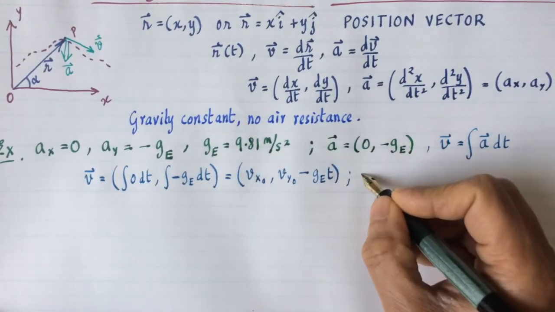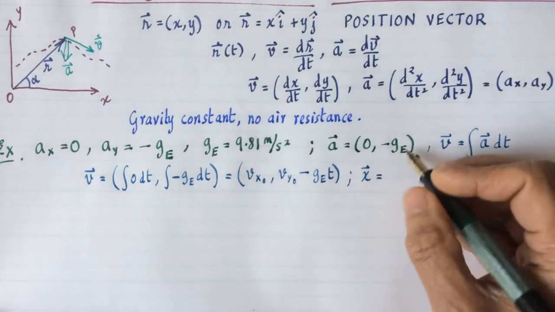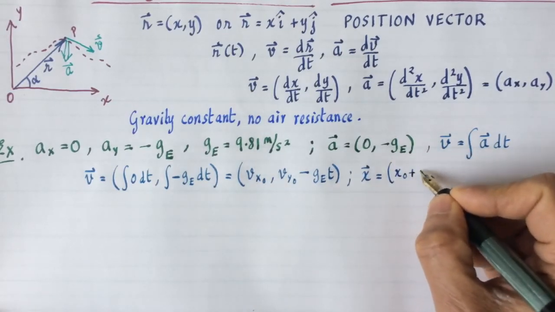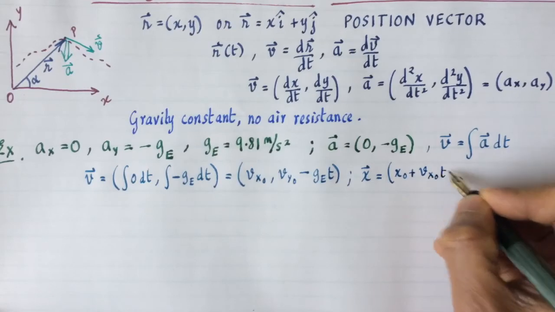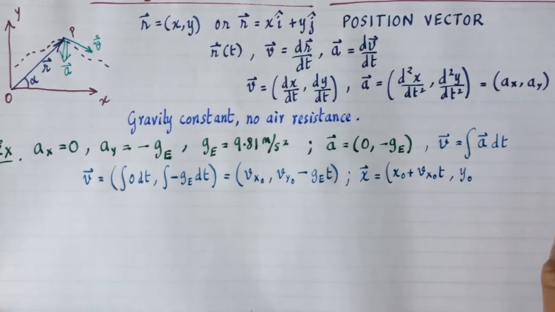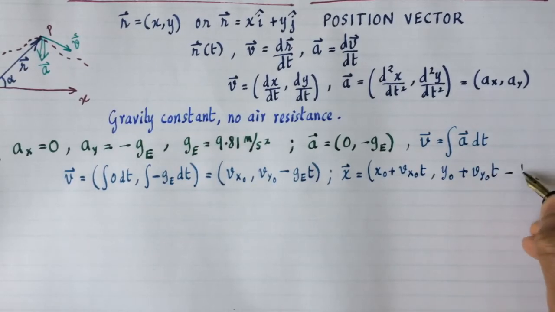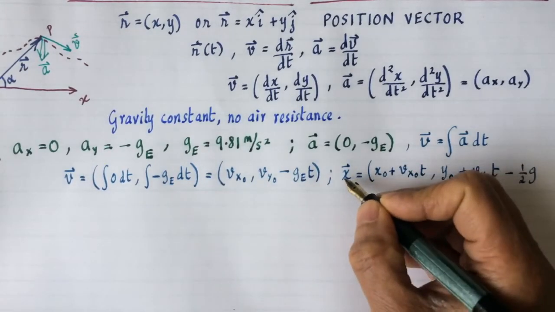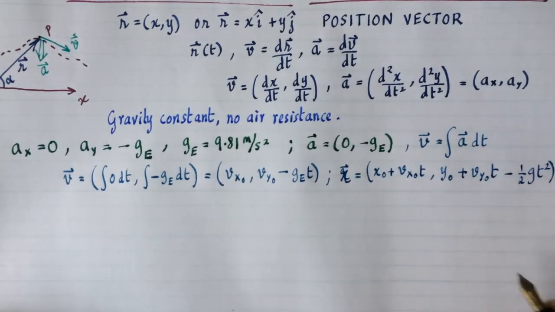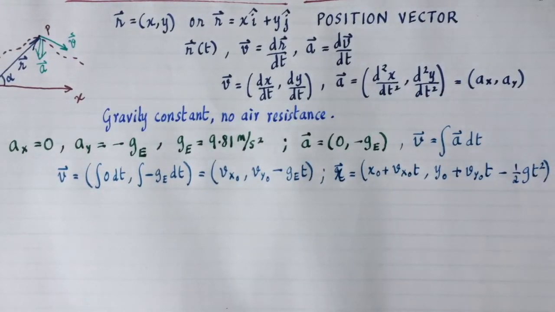When I further integrate, I get the x coordinate. I won't bother writing this intermediate step, but the x coordinate will be the integral of that. So I'm going to get x naught plus vx naught times t, and when I integrate this, I'm going to get y naught plus vy naught t minus 1/2 g t squared. This would be the vector r. So that completes the description of projectile motion. From this point onwards, it's just different problems.